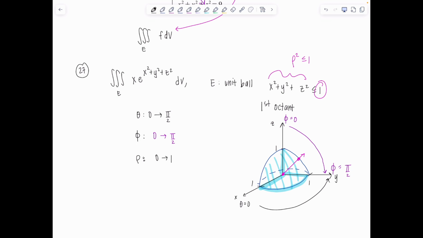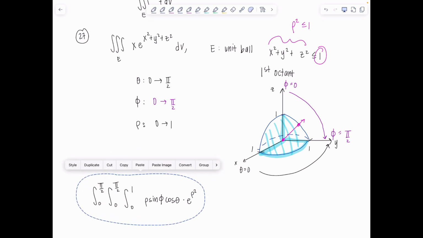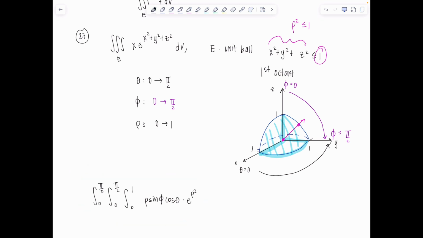Okay? And then the integral's a little annoying. So we'll go 0 to pi over 2, 0 to pi over 2, 0 to 1. What's x in spherical? It's rho sine phi cosine theta. Times e to the rho squared. And then what's dV in spherical? Rho squared sine phi d rho d phi d theta.